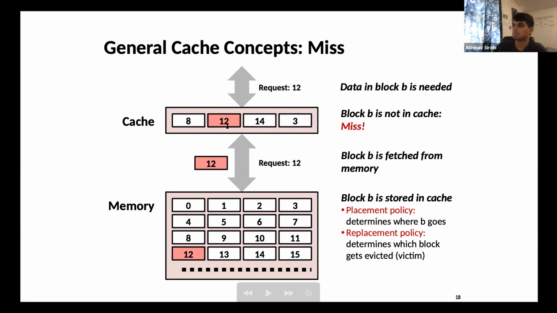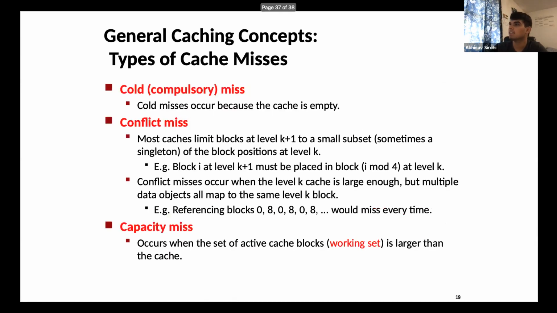But this concept of what block needs to be replaced, that's called a replacement policy. And we'll talk more about both placement policies and replacement policies as we go on, but there's different types of replacement policies, such as first in, first out, or a least recently used replacement policy, where the least recently used thing gets evicted. And first in, first out is self-explanatory. And so these are the general caching concepts.